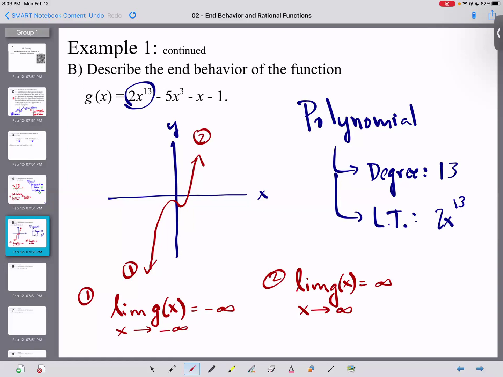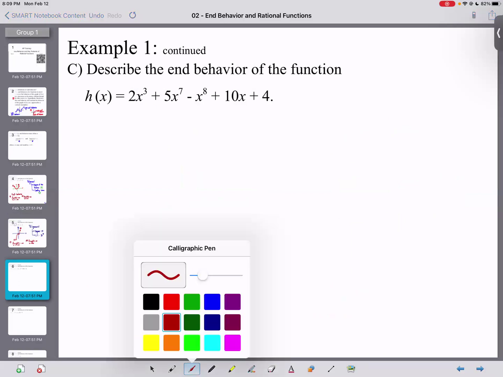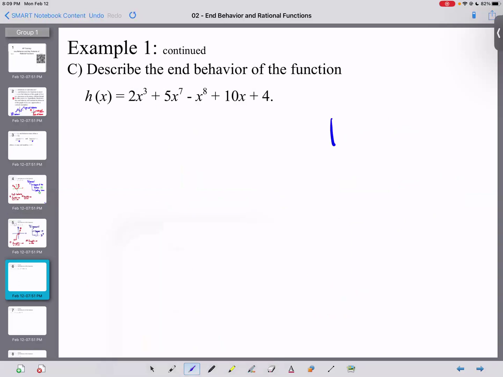Questions so far? No. Okay, so what could happen to get tricky? Well, they could do this. They could mix up the coefficients, and so you need to remember that this would also be a polynomial.